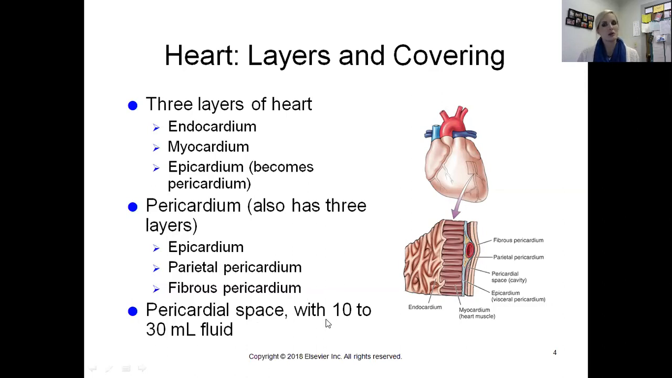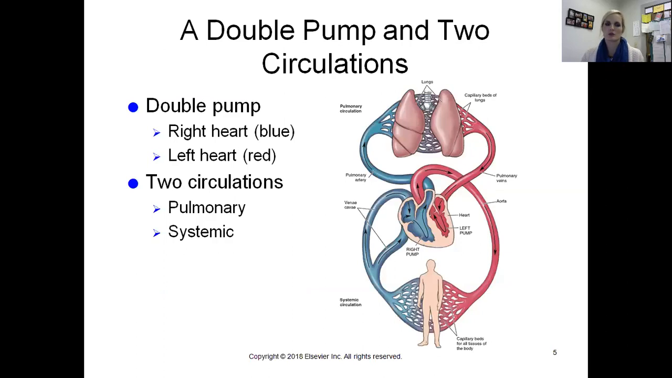There is a small space between the epicardium and the pericardium, and that is called the pericardial space. It does have a little bit of fluid in it that will provide somewhat of a lubrication, so that as the heart beats, it allows that fluid movement there inside of our chest cavity. So that is the layers and coverings on the outside of the heart. So do be familiar with those.